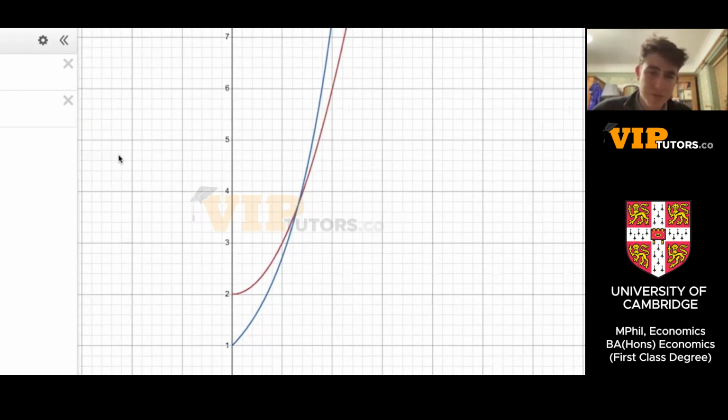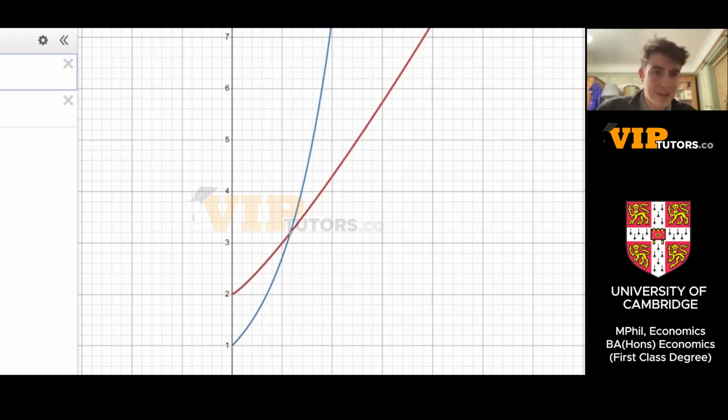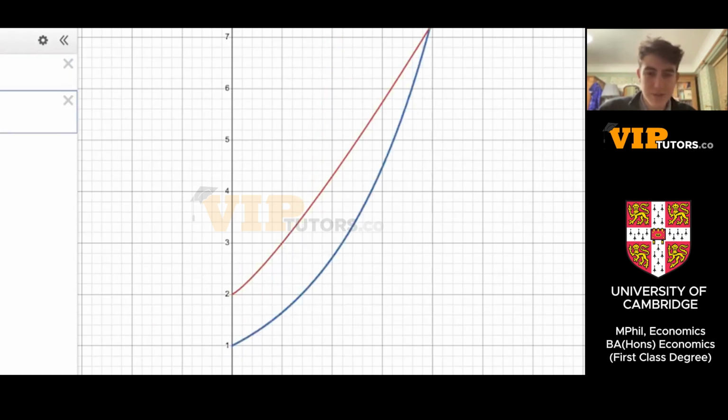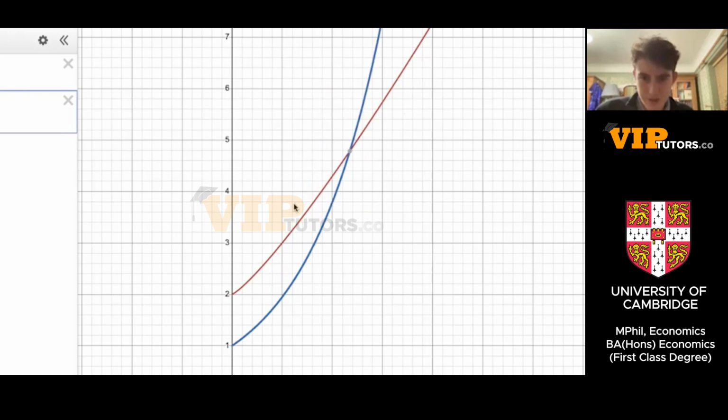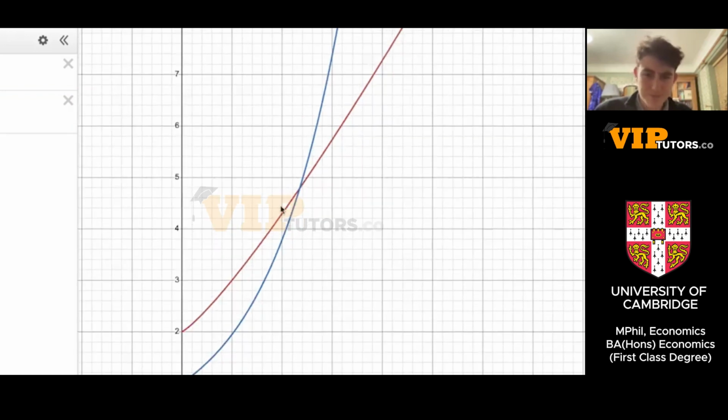Or, if you want a nicer view, we could do x to the 1.5 or x to the 1.2, let's say. And then instead of e to the x, we could do maybe e to the x over 2, or e to the x over 1.5, just so you can see what's going on here. So, there we go.